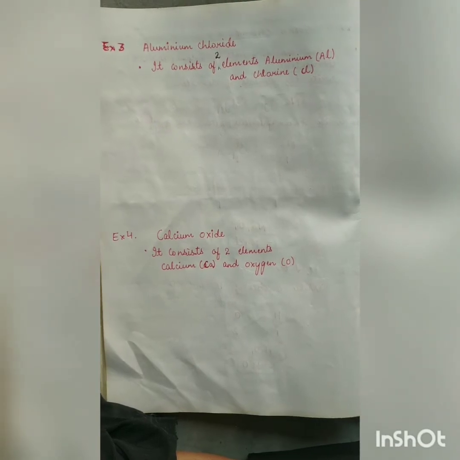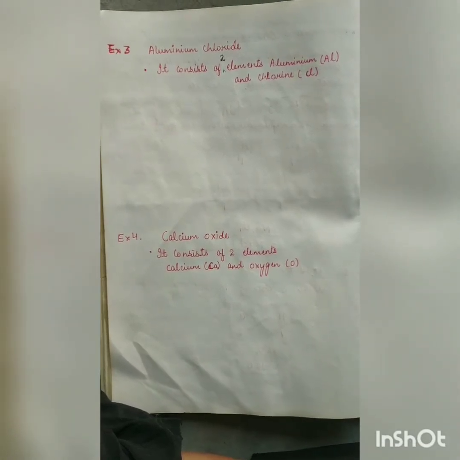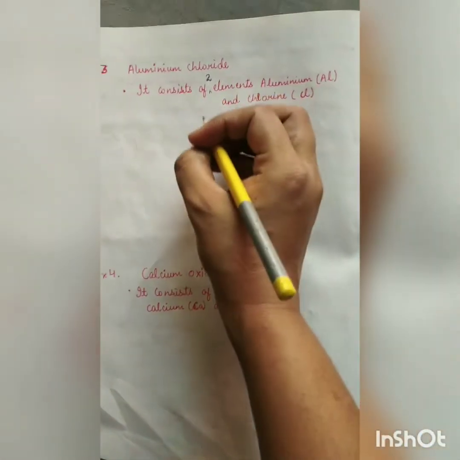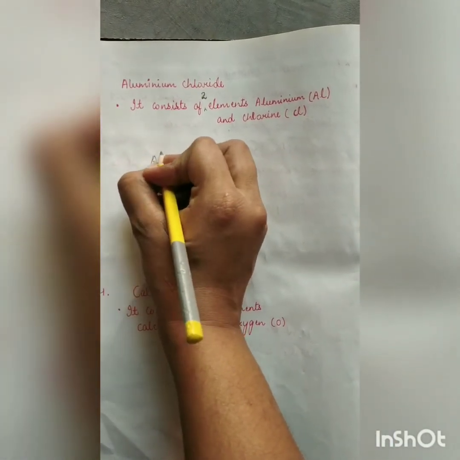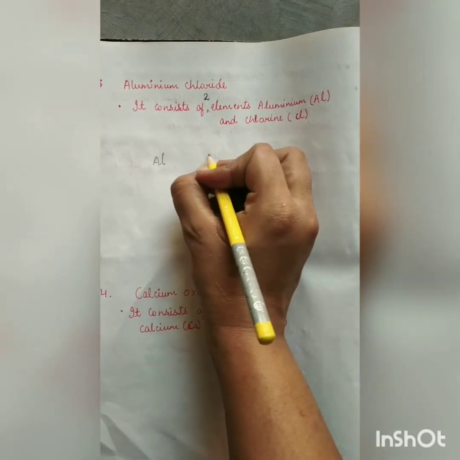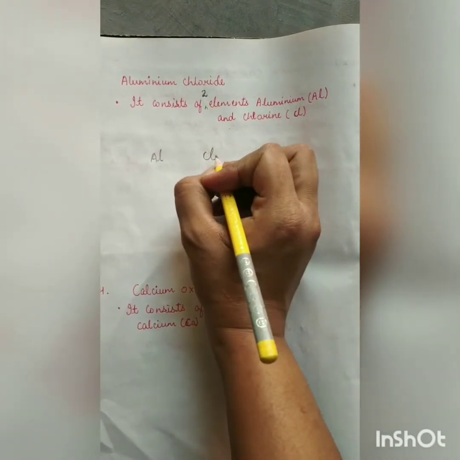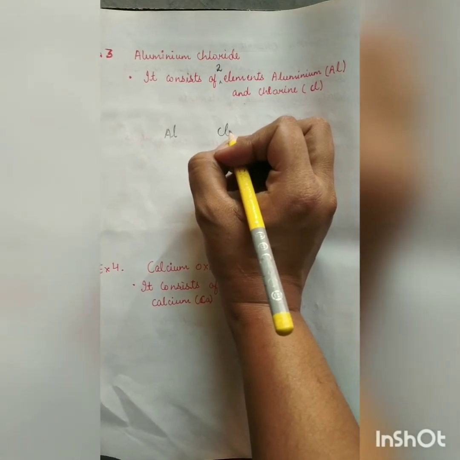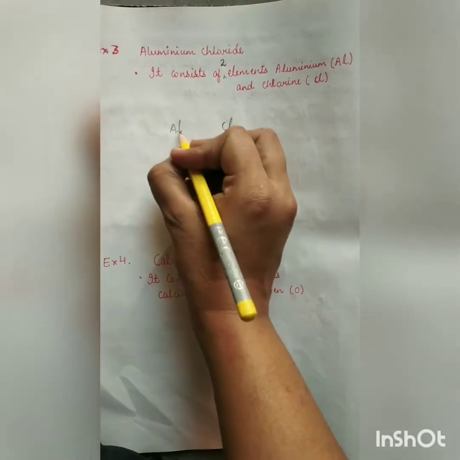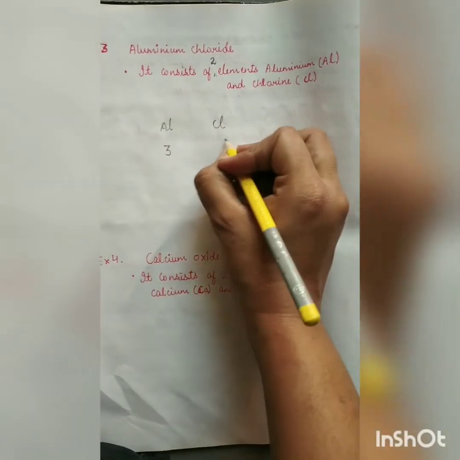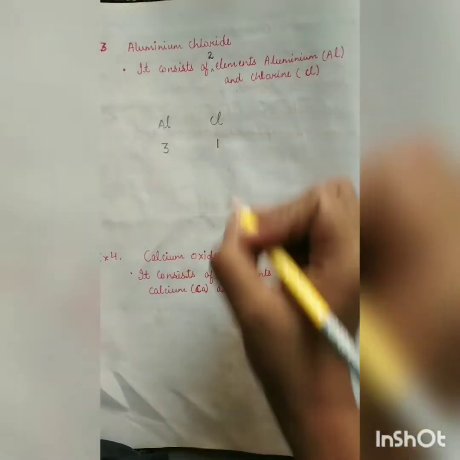Now let's take another example. Example of aluminium chloride. Aluminium chloride, it consists of two elements, aluminium and chlorine. So for writing its chemical formula, first you need to write symbols of the elements. Symbol of aluminium is Al and that of chlorine is Cl. Then just below these symbols you have to write their valencies. Valency of aluminium is 3 and the valency of chlorine is 1.